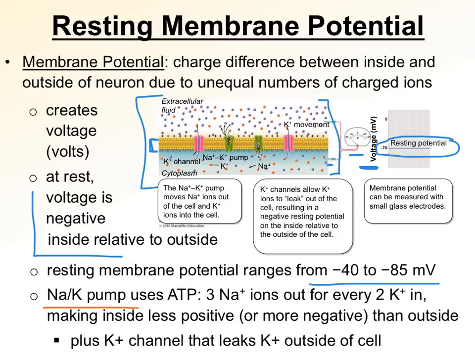Every time it pumps sodium and potassium, it uses one molecule of ATP, and it is always going to pump 3 sodium ions out for every 2 potassium ions it moves in. Therefore, it's moving more positive charge out than it's moving in, so you end up with a net negative on the inside of the cell.